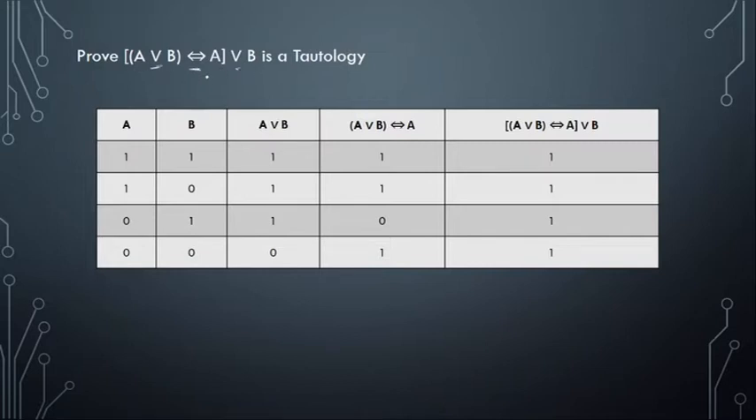So A or B, biconditional A or B. So we need to prove that this proposition is a tautology. So first, break down that proposition. So kani unahon na to. So this one. So A or B. So variable A has a value of 1100, then variable B has a value of 1010. So A or B.